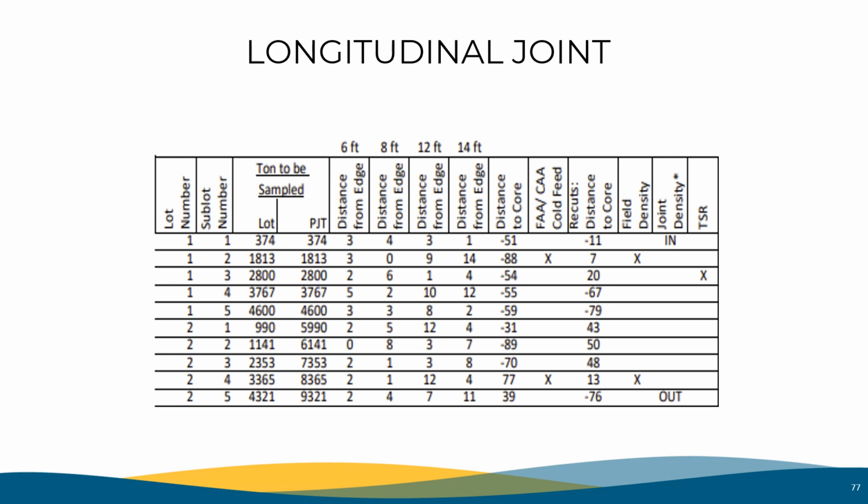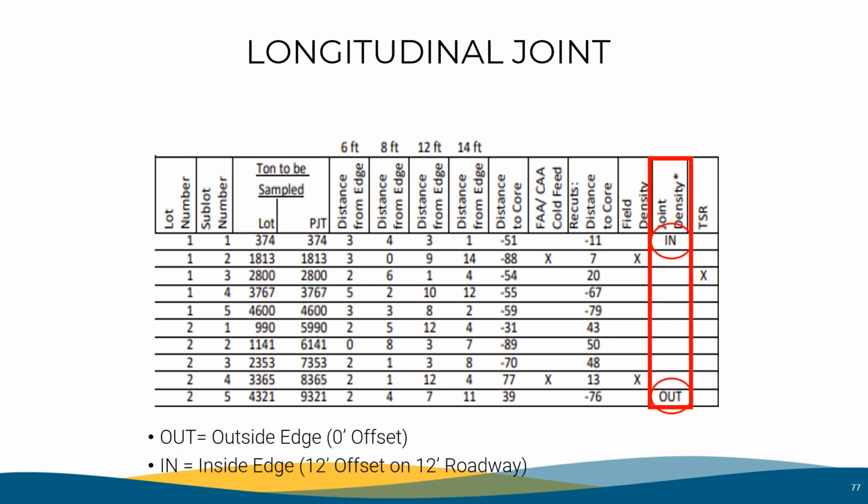Now we need to cover one additional required density. It is called the longitudinal joint, and one is taken for every 5,000 ton lot. The RSS will designate which sublot the longitudinal joint density core needs to be taken from, as well as which edge of the mat it is to be sampled. Out means it is taken from the outside edge or 0-foot offset. In means it needs to be taken from the inside edge or 12-foot offset on a 12-foot roadway. This shows the joint density will be taken in lot 1-1 on the inside edge at the center line, as I have shown in the next slide.